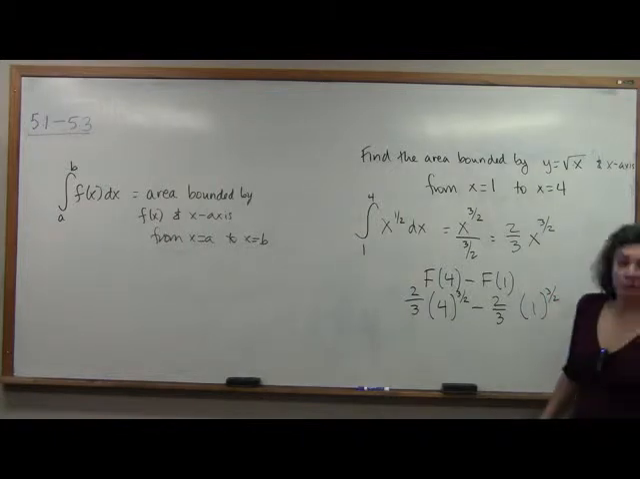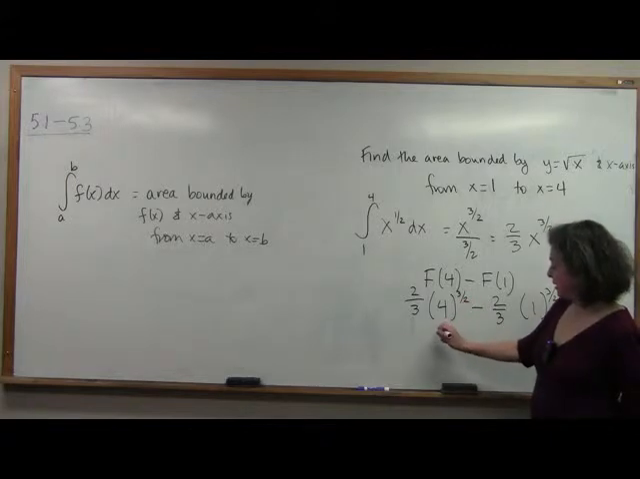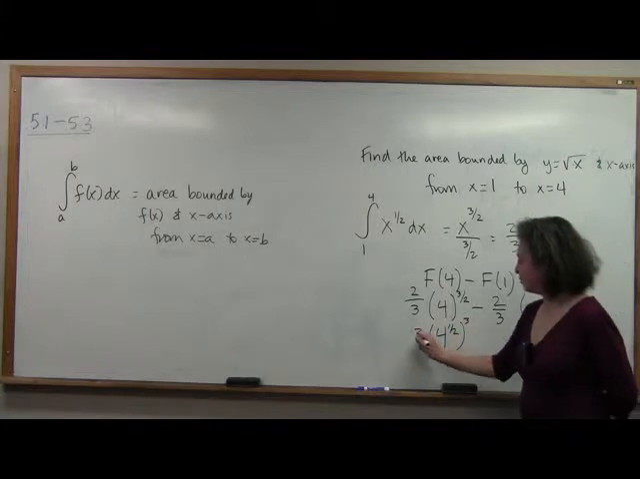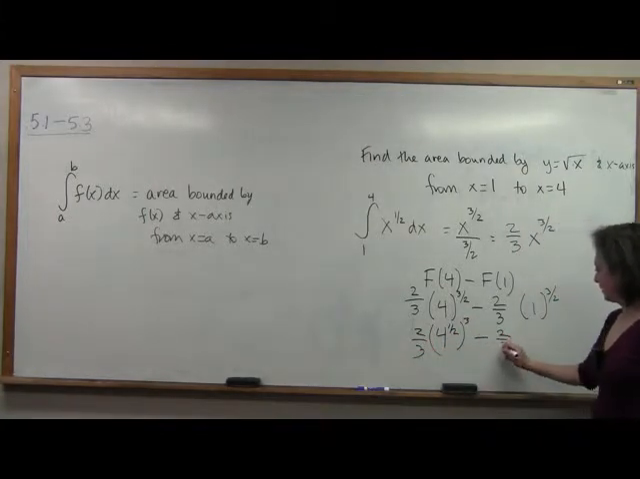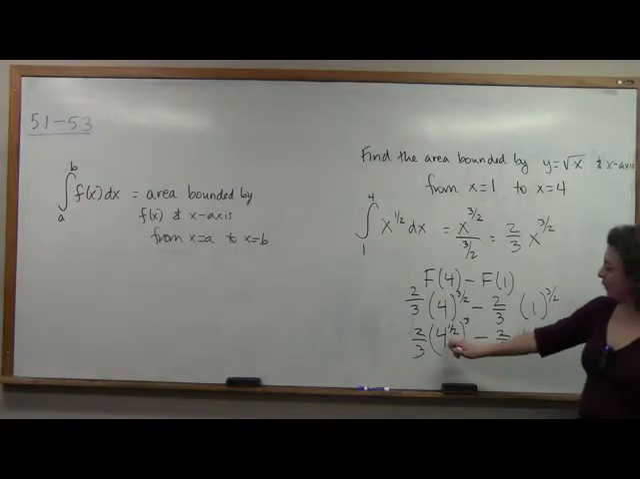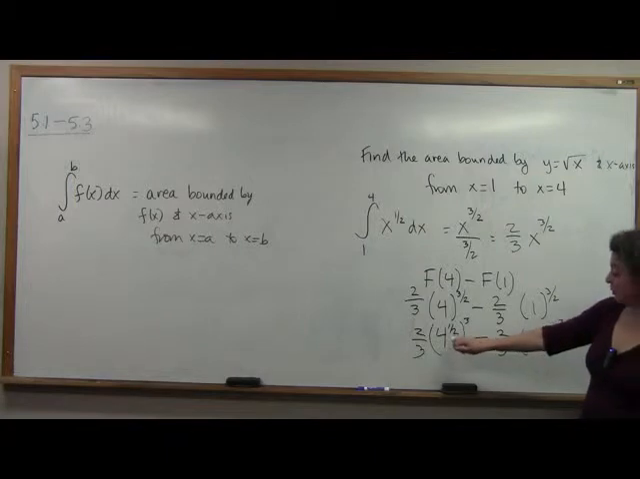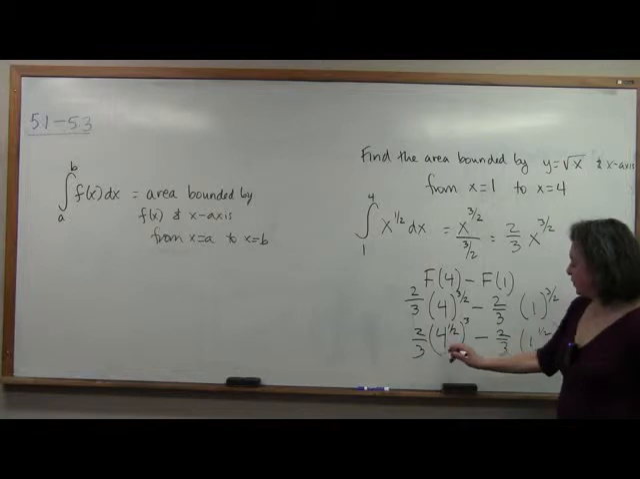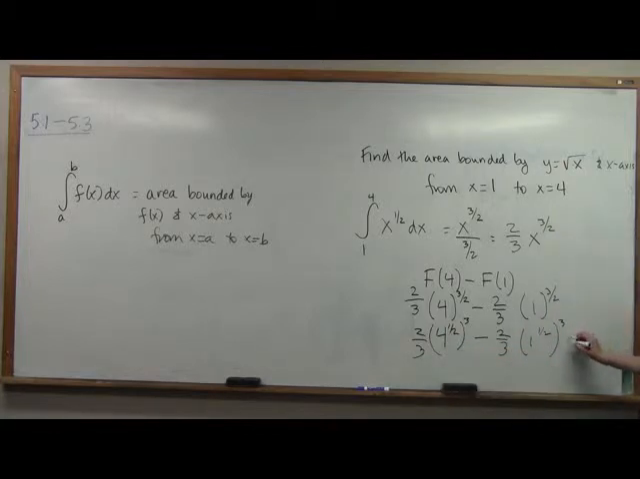Now, going back to our exponents, when you have something to the 3/2, the way you look at it is it's to the 1/2 and then cubed. So it's 1 to the 1/2 and then cubed. Well, what's 4 to the 1/2 power? That's the square root of 4, which is 2, and 2 cubed is 8. So you get 2/3 times 8, or 16/3, and minus 2/3, so the area is 14/3.